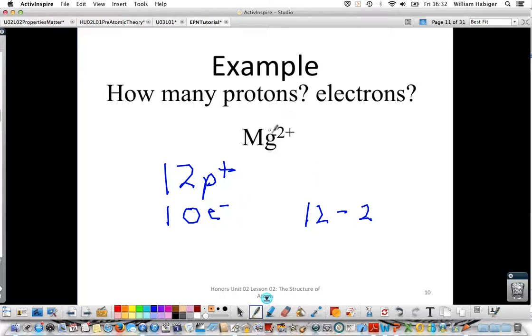The other way we can figure it out is just by reasoning it out. Who's winning, the protons or the electrons? Kind of think of it like it's a game. So the score is a positive 2, so that means the protons are winning. How many are they winning by? They're winning by 2, so you've got to have 2 more protons than you do electrons. We already figured out the number of protons, so that means we have 10 electrons.